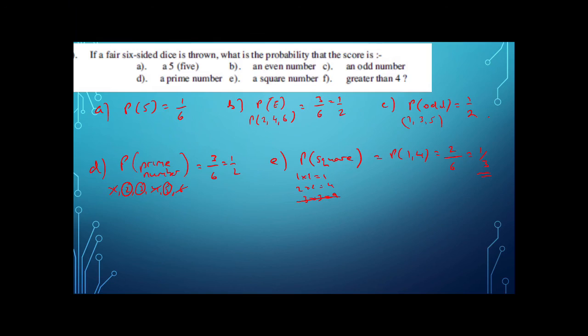And F, probability of a number greater than 4. Now the trick here is to know that that doesn't include 4. So we are looking for the numbers 5 and 6. Probability of 5 and 6 is going to be 2 out of 6, which is 1/3.